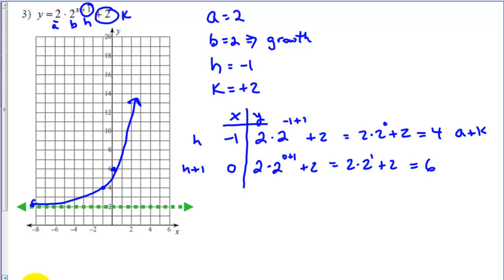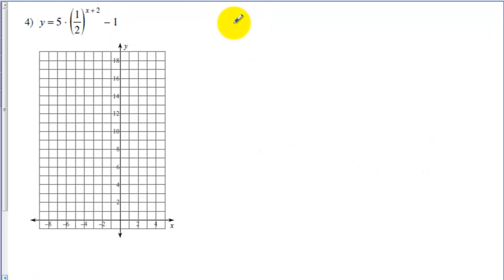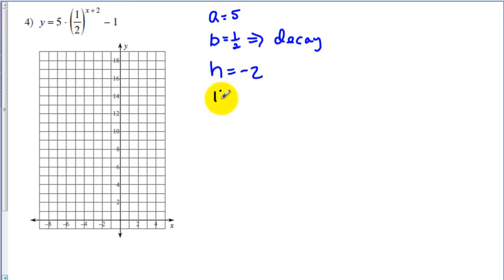And now finally, our last example. This one we have A is 5, B is 1/2, so that means we're decay. Our H is opposite of that number, so it's -2, and our K is this number here, so -1. So our horizontal asymptote is at K, so I'm going to draw a horizontal line here at -1. Let me move that line down just a little bit there. Okay. And since it's decay, we're going to be getting close on the right side.